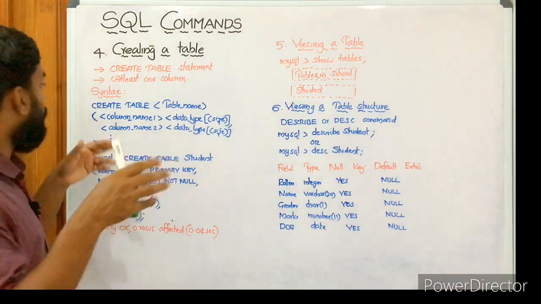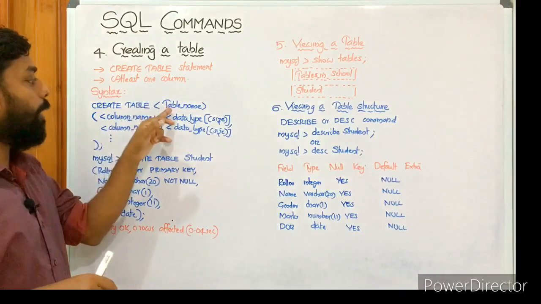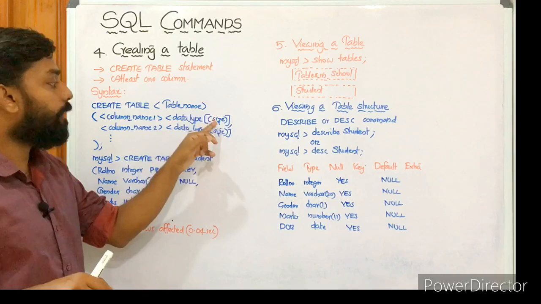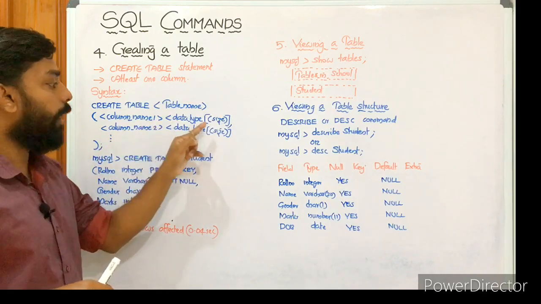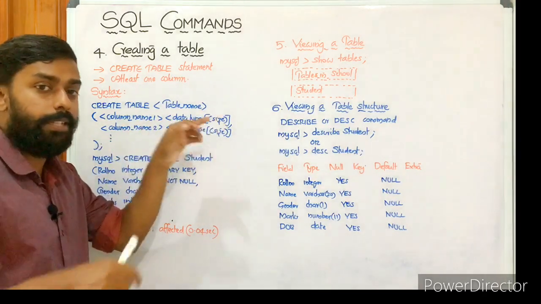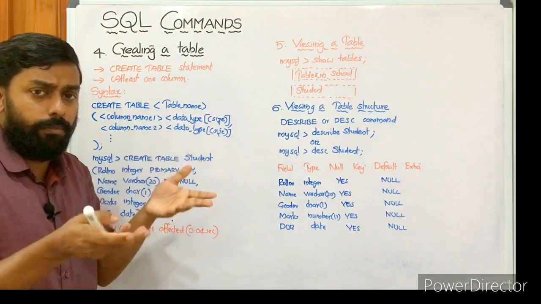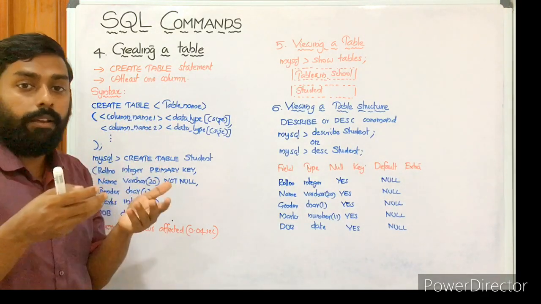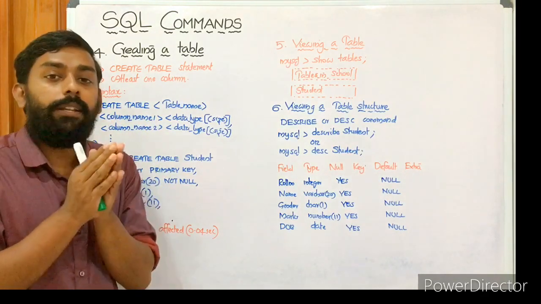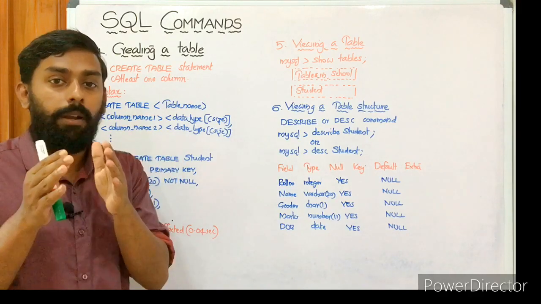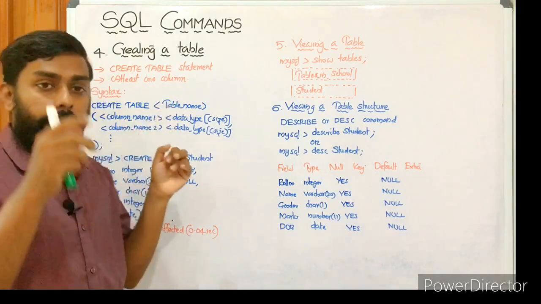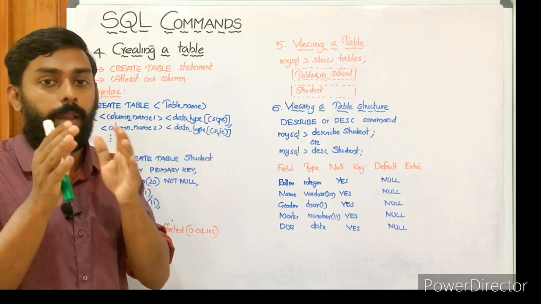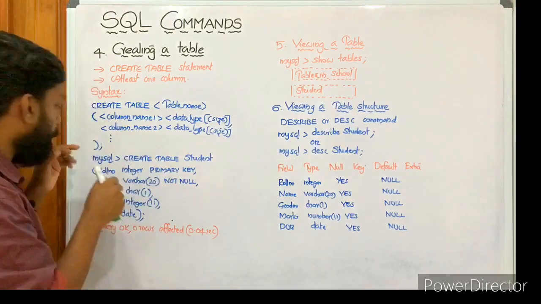Okay, let's look at it. Syntax: create table name, then in parenthesis column name 1, data type size, comma, column name 2, data type size, comma, column name 3, data type size, etc. Meaning we can have any number of columns, right? Finally closing parenthesis, semicolon. This is the syntax of creating a table. After create table name, in parenthesis we specify column names and data types. Finally closing parenthesis, semicolon.